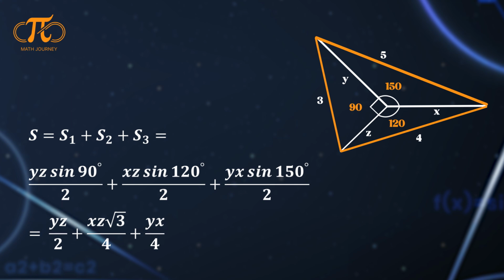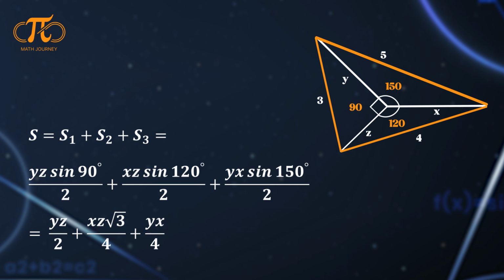Finally, for the triangle with sides x and z and an angle of 120 degrees between them, the area is 1/2 times x times z times the sine of 120 degrees. The sine of 120 degrees is square root of 3 over 2, so this area becomes square root of 3 times xz over 4. Now, when we sum these areas, we get xy over 4 plus yz over 2 plus square root of 3 times xz over 4.